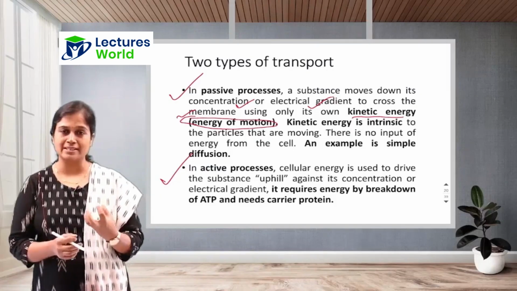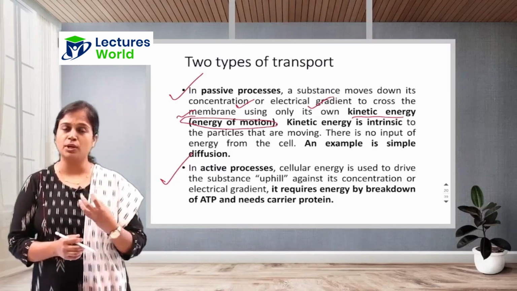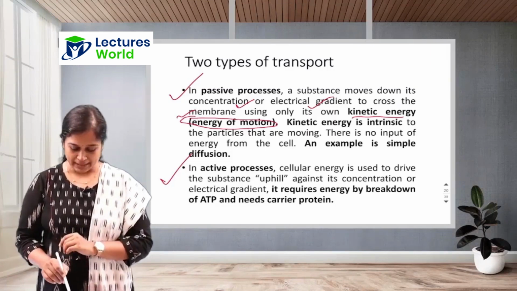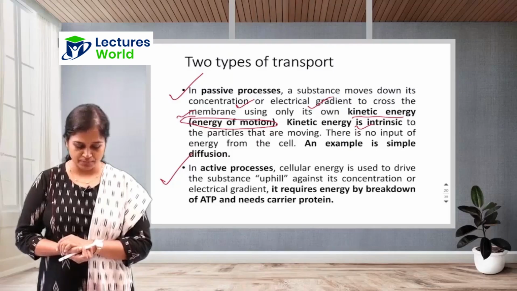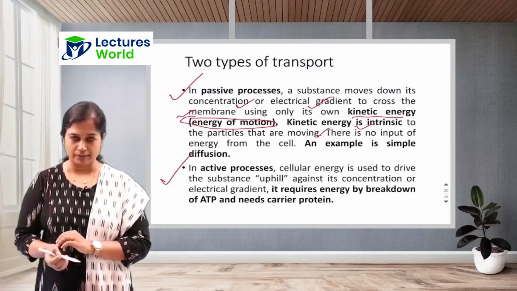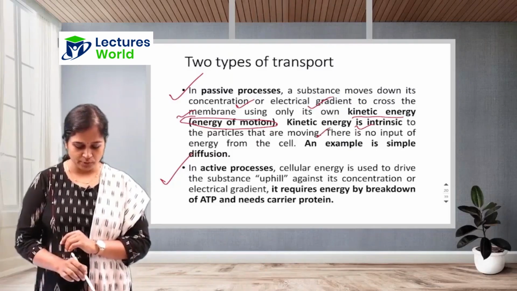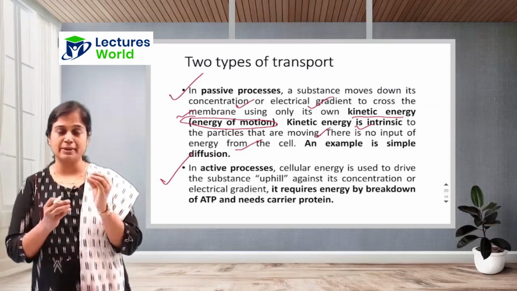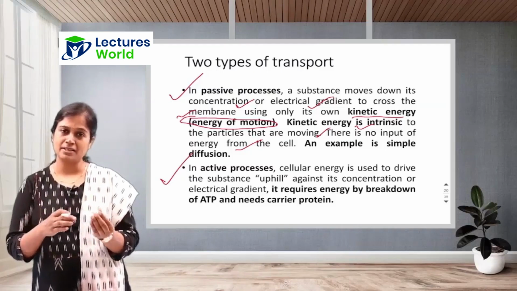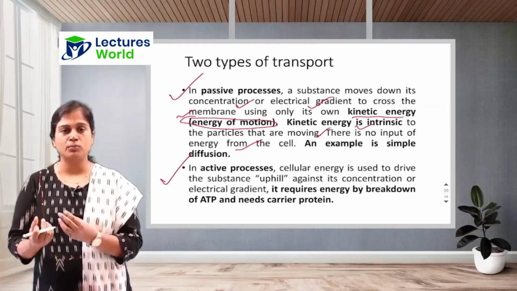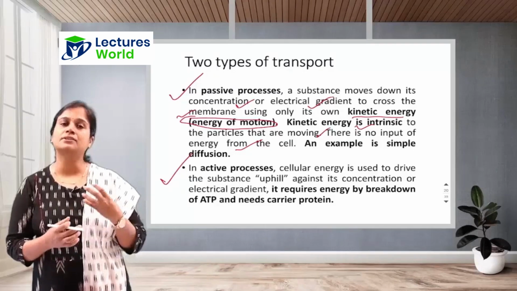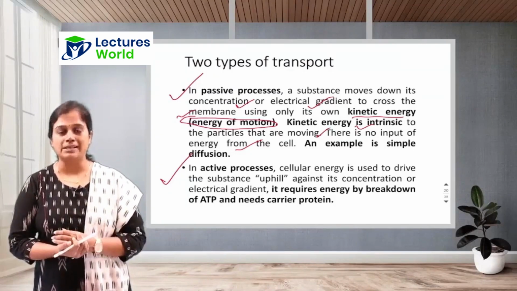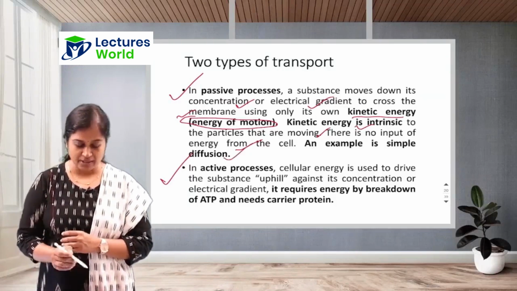So the movement of molecules which produces energy is called kinetic energy. The kinetic energy is intrinsic to the particles that are moving, and there is no input of energy from the cell. So the molecules which are moving produce the energy, and with that energy they can cross or move, and no other support or energy needs to be given by the cell. An example of passive transport is simple diffusion.